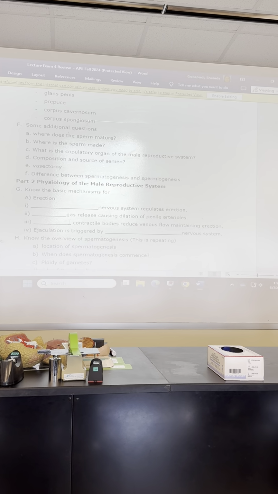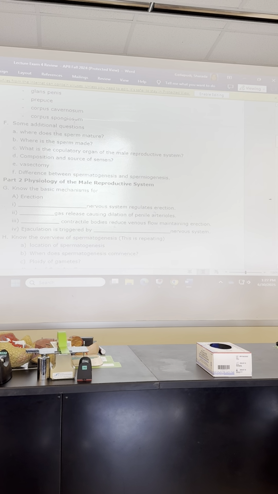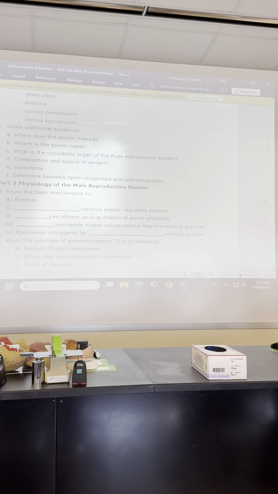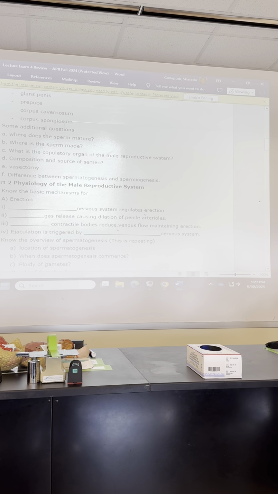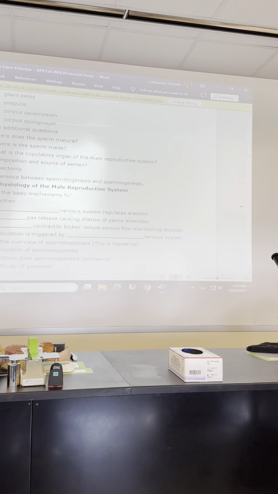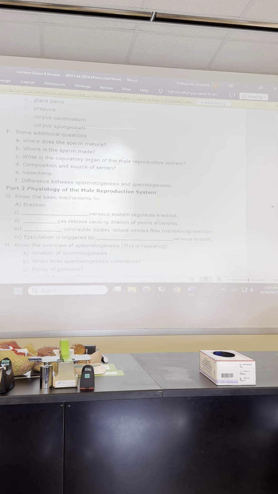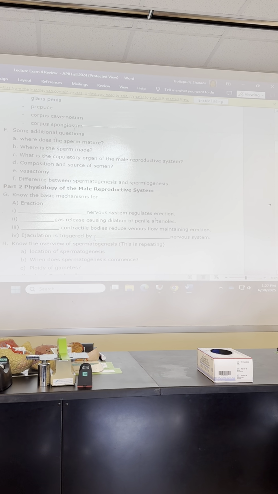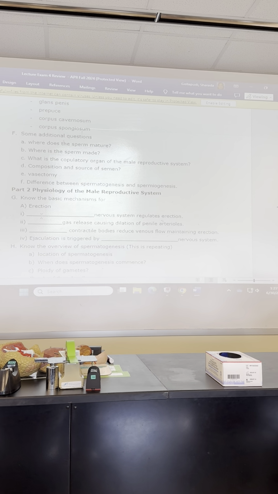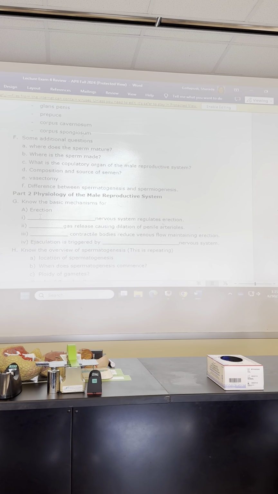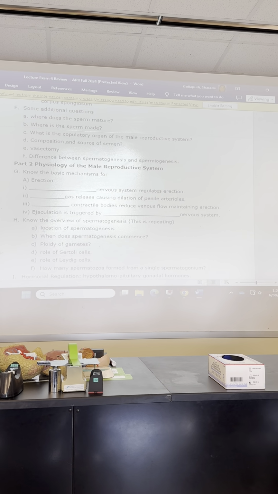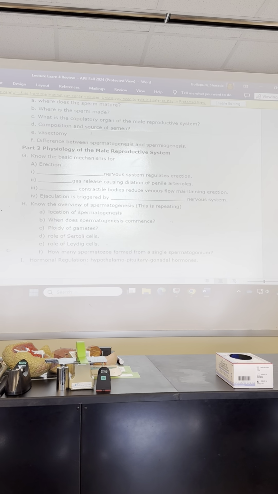The number 3, blank are contractile bodies that reduce venous flow. Corpus or corpora cavernosa. Now, ejaculation is triggered by sympathetic, very good, sympathetic. So the first one is erection, parasympathetic. Ejaculation is sympathetic. Okay.